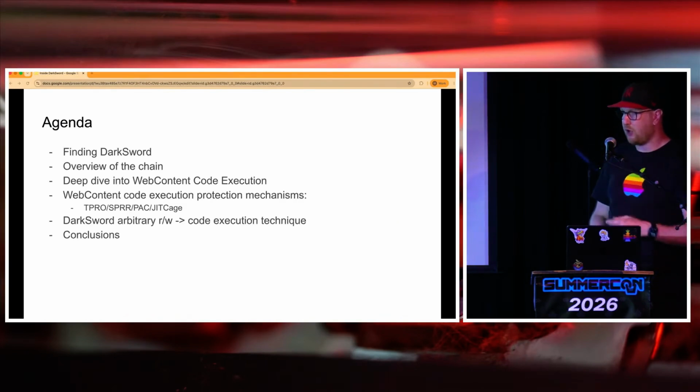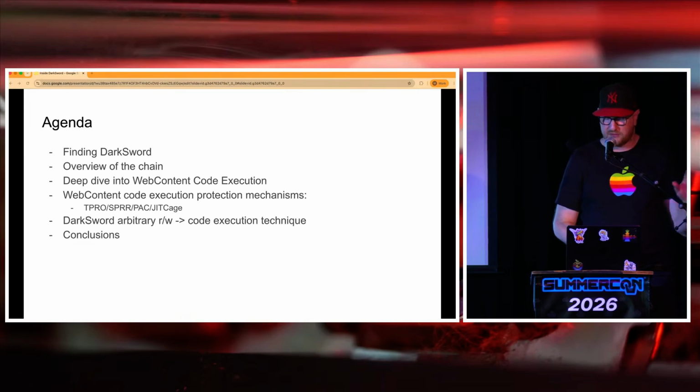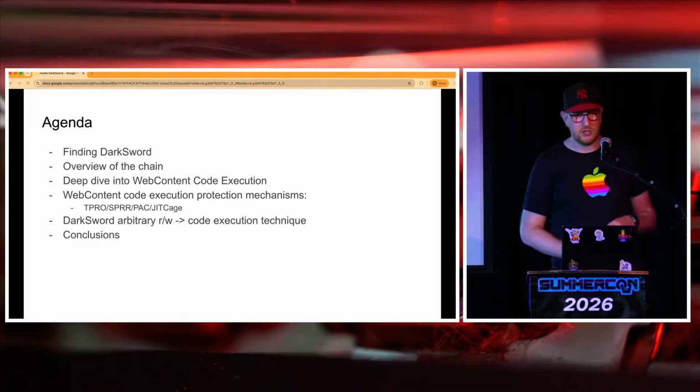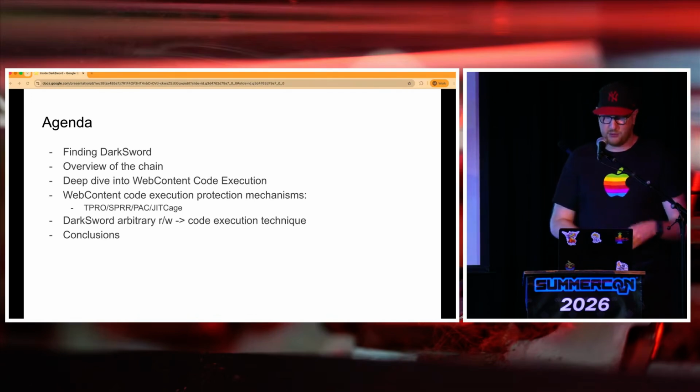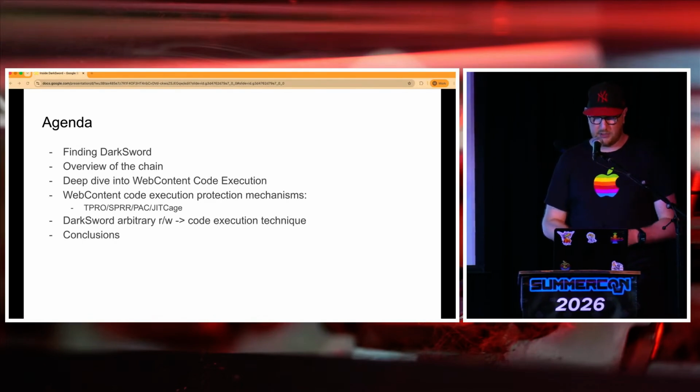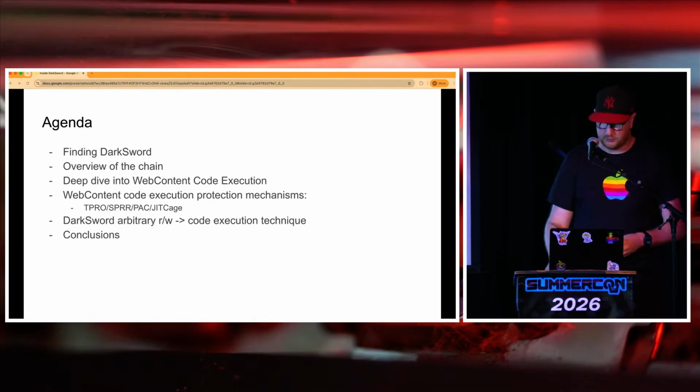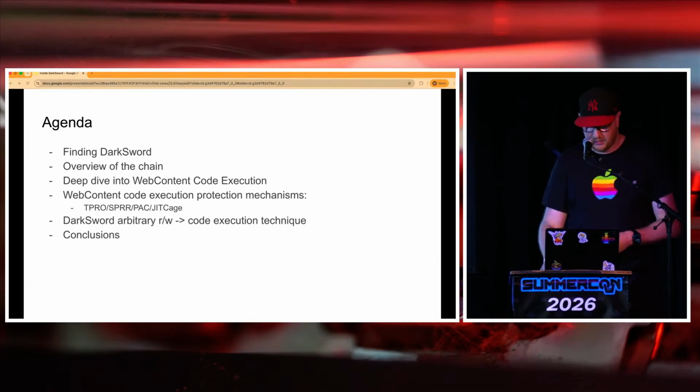Today we're going to talk a little bit about how we found DarkSword, and what the overview of the chain is. We're going to dive deep into web content code execution, especially some of the mitigations that need to be bypassed to take this from an arbitrary read and write to actually getting code execution. And we will close with some conclusions.